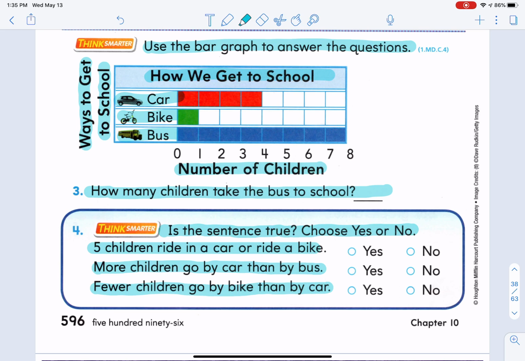So if you've got a big brother or sister or an adult at home, you might want to ask for a little bit of help. That's okay. These are definitely tricky.